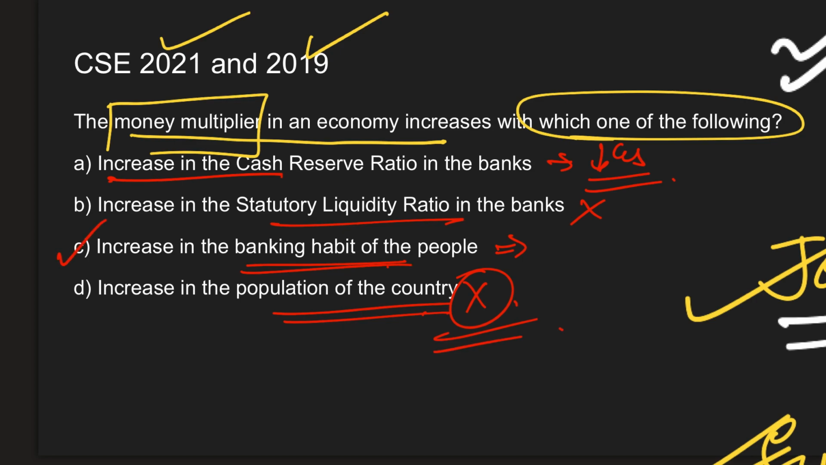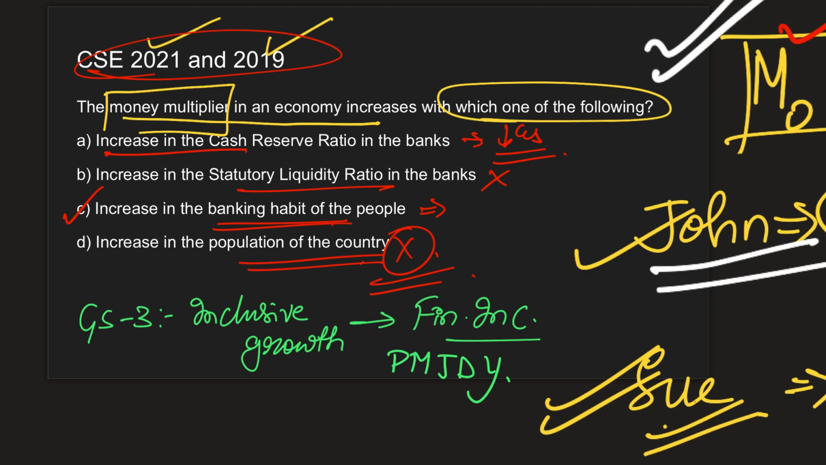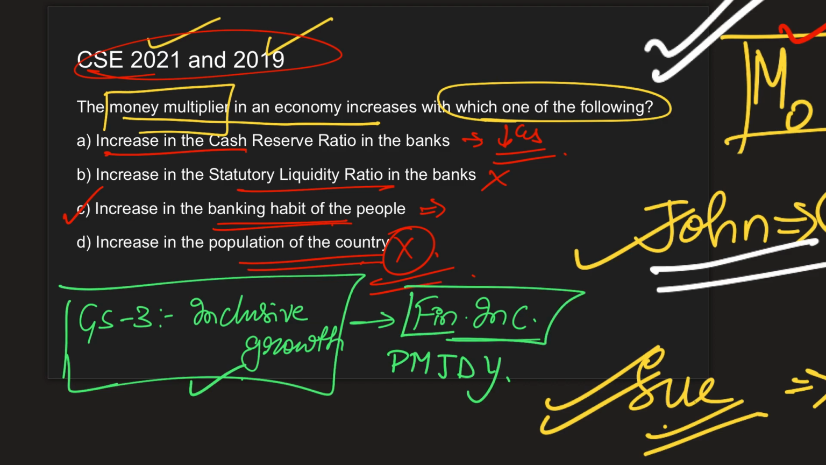So it is a direct, straightforward question: increase in the banking habit of the people. This question was repeated 2 times. So in your mains topic, there is in the GS3 paper a topic called inclusive growth. One of the major components of inclusive growth is financial inclusion. You understand the reason now.